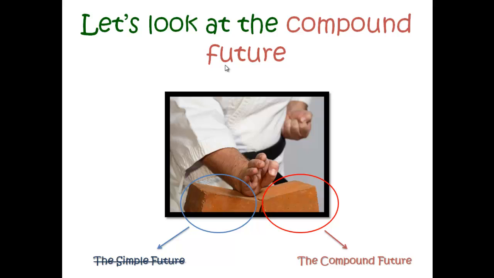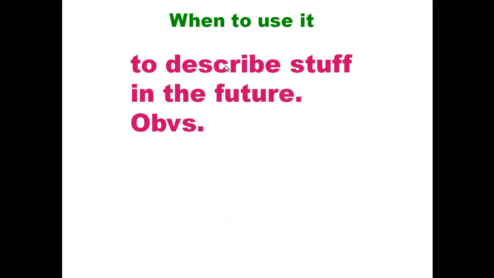So it's called lots of different things. I've always called it the compound future because there's more than one part to it. So it's like building things. Brick analogy, get it? But other people you may have heard it referred to as the near future, the immediate future, or other things like that. But we're going to call it the compound future. So what does it do? Well, we'll look at when to use it, and then we'll look at how to form it.